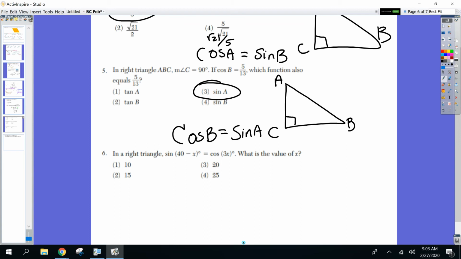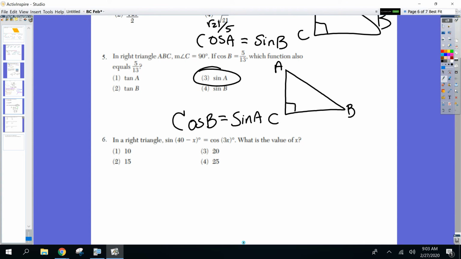All right, how many people am I going to catch on this next one? I got a right triangle. The sine of 40 minus x equals cosine of 3x. What's x? They are telling you sine and cosine are equal. In your mind, when's the only time that happens? In a right triangle, when's the only time sine and cosine are equal?